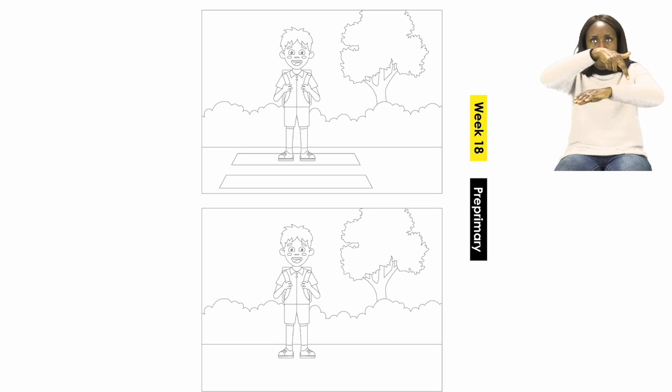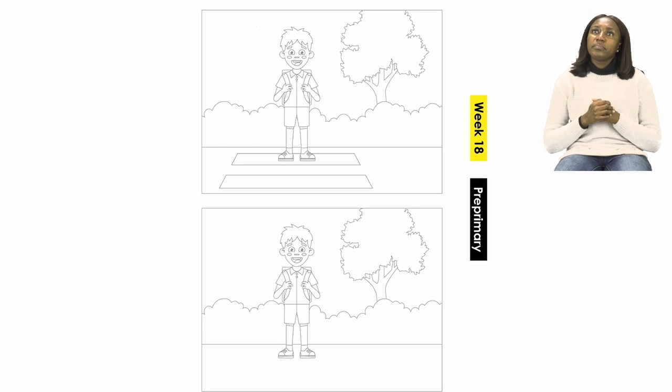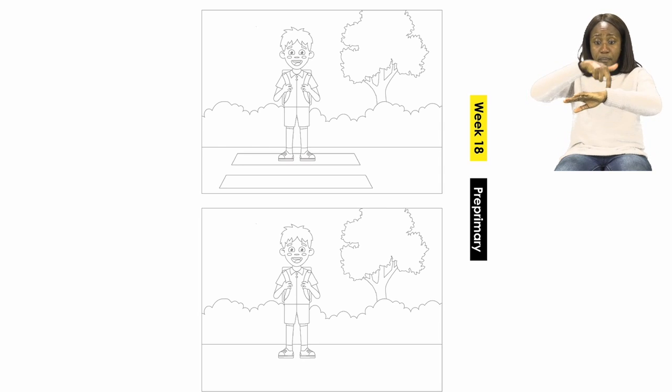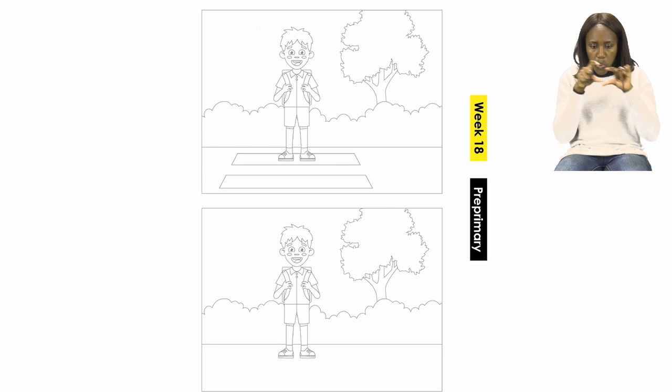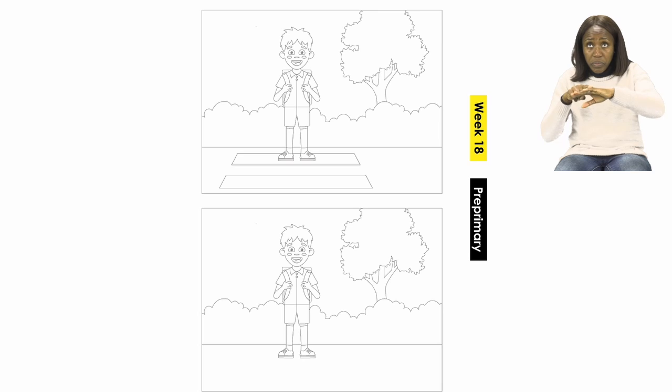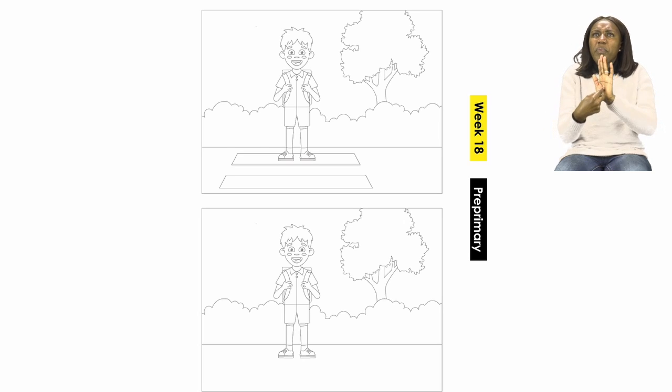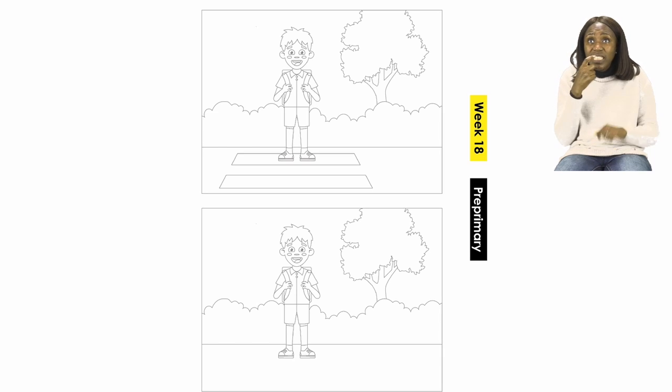So when you are outside and you have to cross the road, you will have white lines on the road. And these white lines will show you where you have to walk. So, do you see the white lines in the first picture? Do you see the white lines in the second picture?